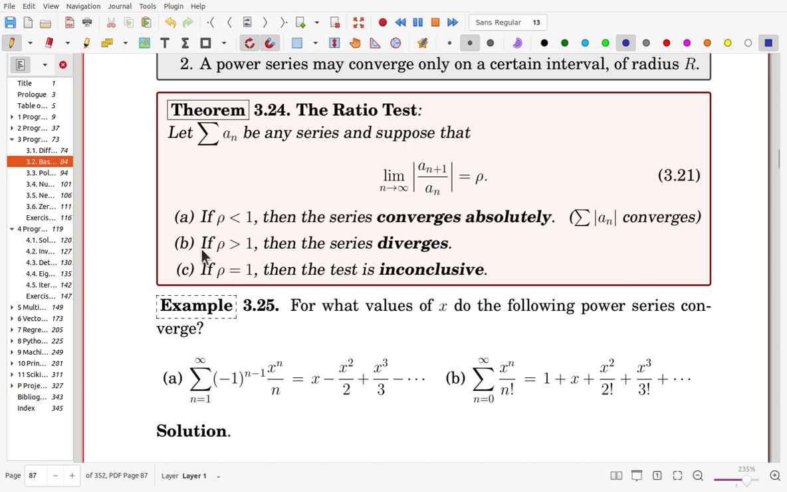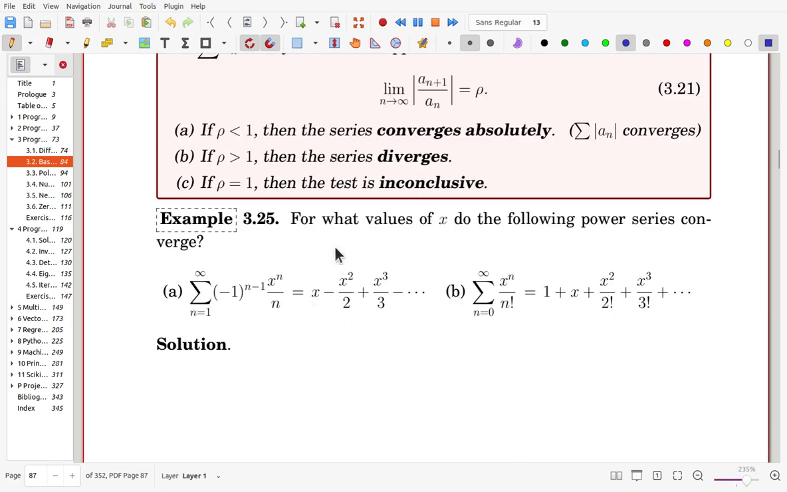Now, if the limit is larger than 1, then the series diverges. And if the limit is 1, then the test is inconclusive, which means that we cannot decide the convergence by using this ratio test. Let's see an example. For what values of x does the following power series converge?